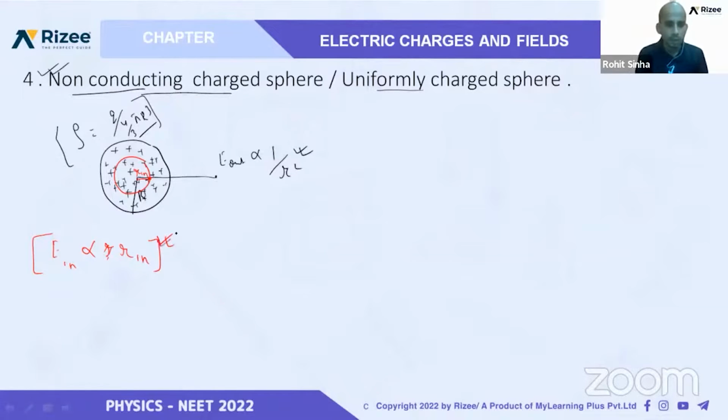That depends upon you. So for this sphere, the electric field is like this. First it is proportional, increasing with R, and after that decreasing like this. The outside relation is 1 by R square, and inside it is directly proportional to R in. This is the electric field diagram.